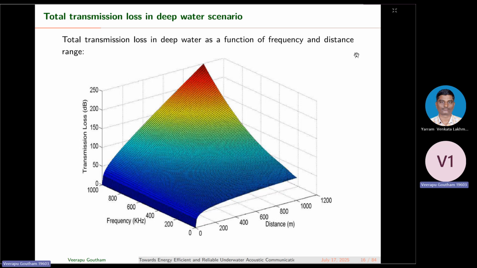Similarly, for the deep water scenario, the figure is very similar. For higher distances, we are getting high transmission losses. And when coming to the frequency, high frequency signals have very high transmission losses. From this, we can understand that in both shallow and deep water scenarios, we cannot transmit the signal for longer distances, because when you transmit high frequency signals, if the distance is increasing, there is a high transmission loss.